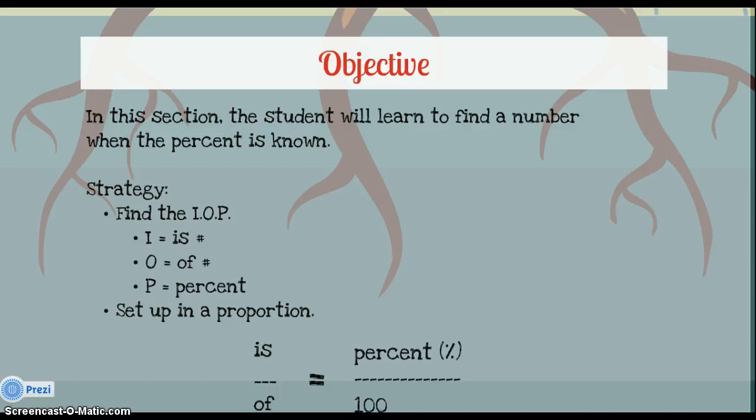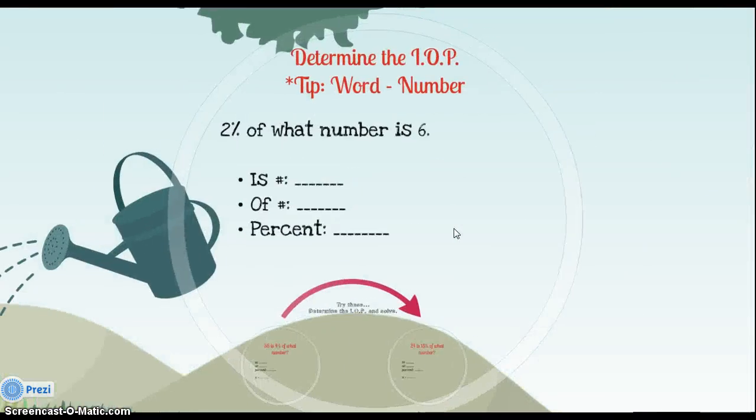What does that stand for? I is the is number, O is the of number, P is the percent. Whenever they deliver it to you, you're going to have to find out what each one is first. Then you want to set it up as a proportion in which you'll have your is over your of, which equals the percent, which is always over 100. All right, let's get started, see how they go.